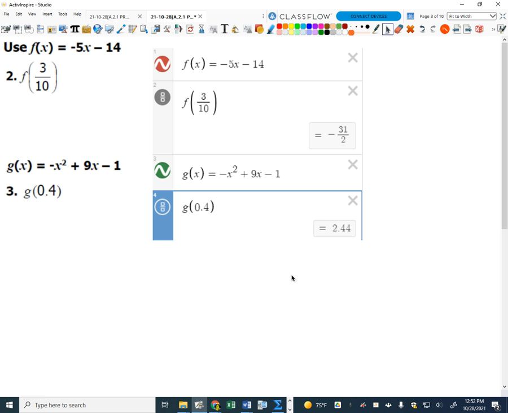Okay, so was everybody able to get 2.44 on Desmos for that one? Okay, try it real quick. There's g of x, right? And we're going to evaluate it at 0.4.